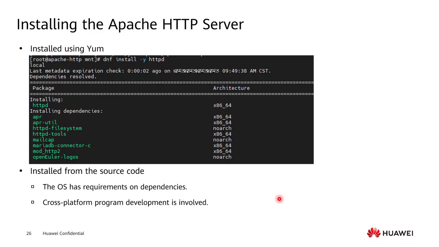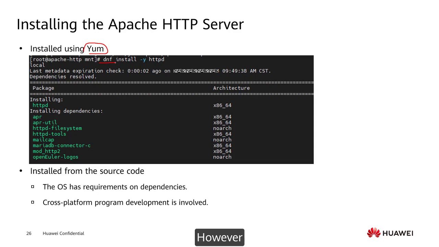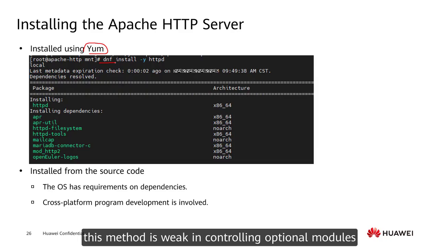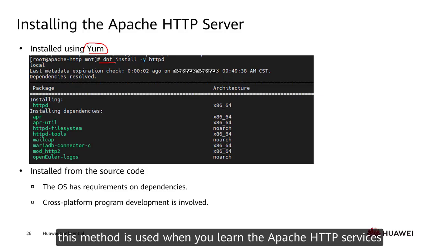Okay, after that, let's see how the Apache service is installed. The Apache HTTP server can be installed using yum or installed from the source code. The first method, yum, is very easy to install. You can use the yum command or dnf command to install it. However, this method is weak in controlling optional modules. Generally, this method is used when you learn the Apache HTTP service.